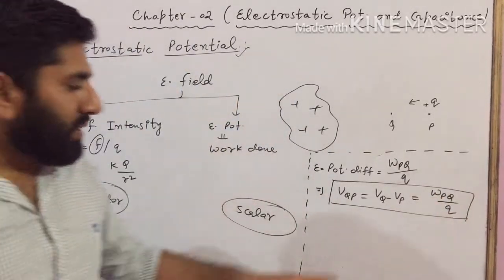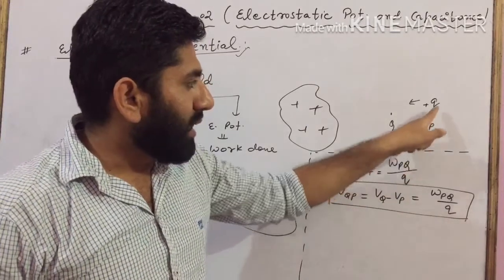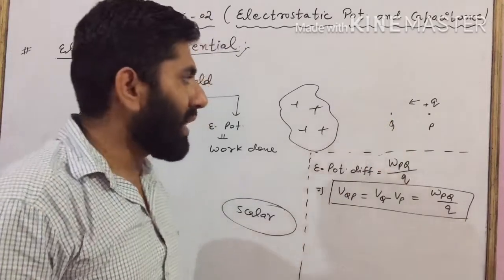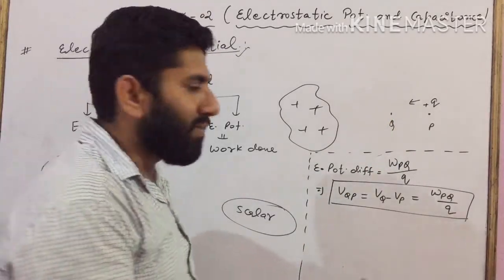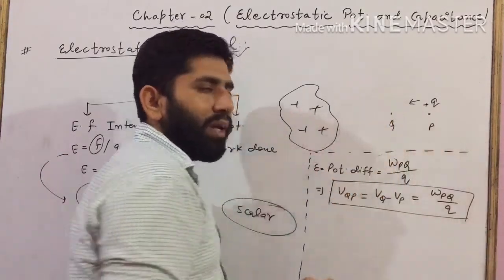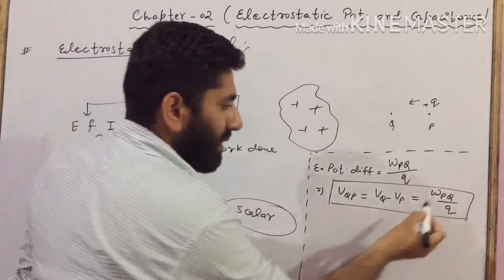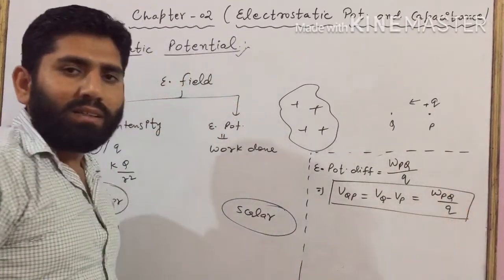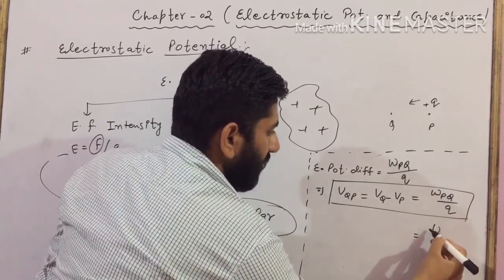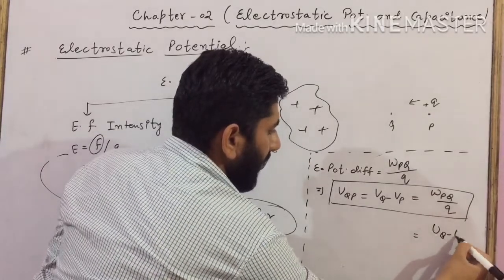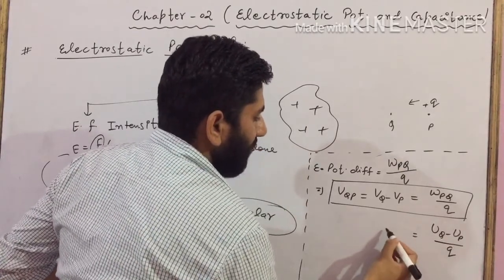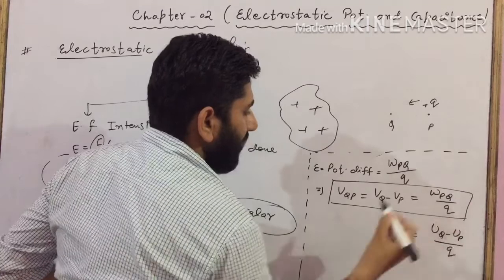Okay. So what is this W_PQ? It is the work done in moving the charge from one point to another point without acceleration. But the previous topic was electrostatic potential energy, and it was defined in the same way: the work done in moving the charge from one point to another point without acceleration. So this term can be written as the change in potential energy, U_Q minus U_P, upon charge, and that will be equal to the potential difference.